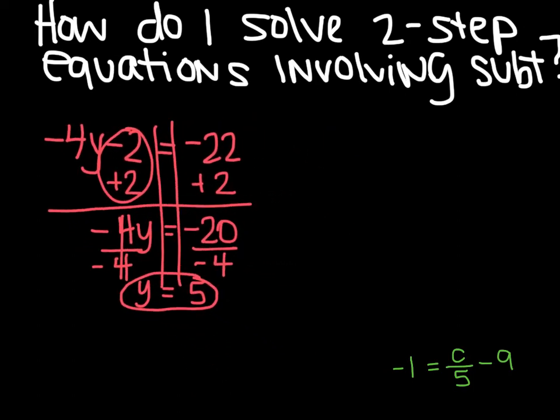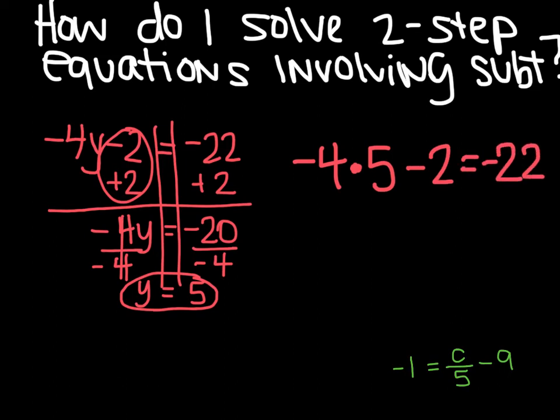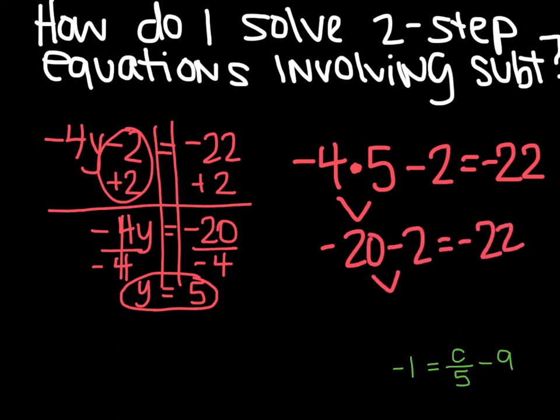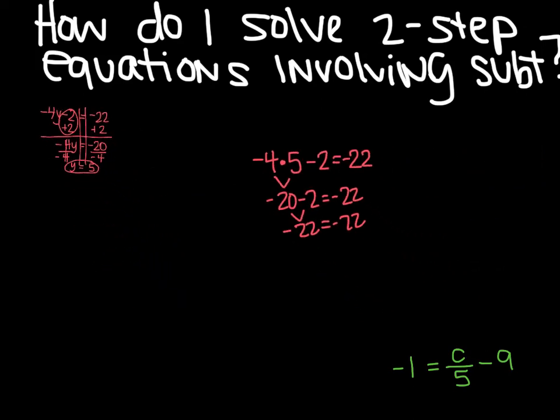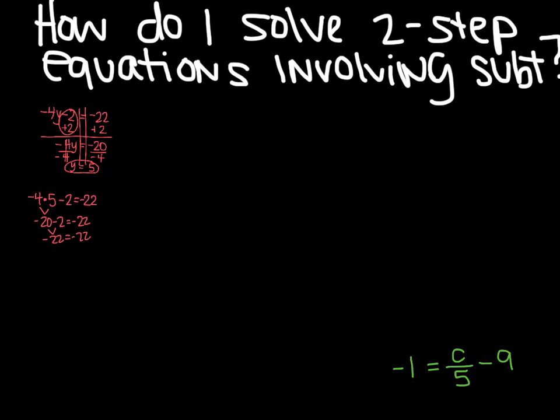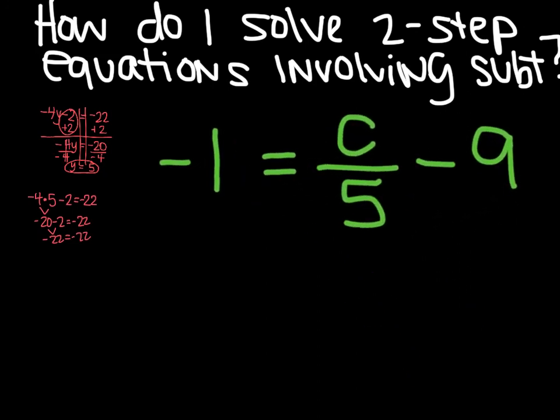So you plug in y. So negative 4 times y, which in this case is 5, and minus 2 equals negative 22. Following order of operations, I multiply first. Negative 20 minus 2 equals negative 22. And then negative 22 equals negative 22. That is correct. Make sure when you are checking your solution that you are using order of operations, because otherwise you could get that question wrong.